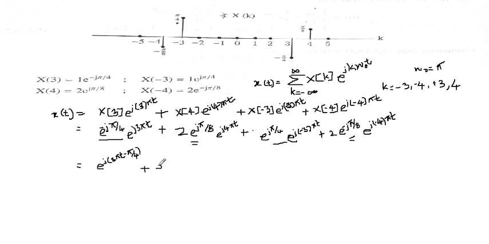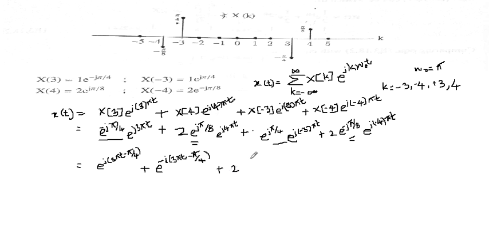It is e raised to minus j, and we take e raised to minus j 3 pi t outside into the bracket. Let's write this one as e raised to minus j 3 pi t and minus of pi by 4, which makes it plus pi by 4 after solving. And similarly we'll write this term as it is, plus 2 is common in both of those.